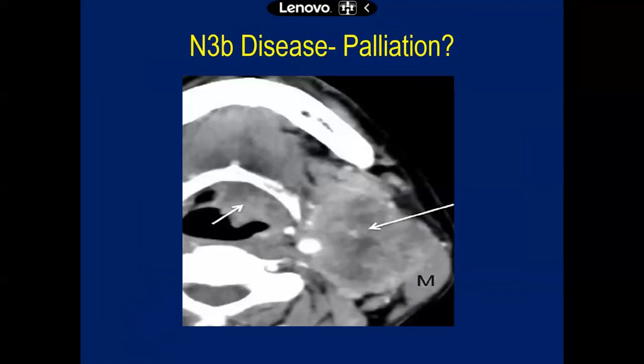Now in patients who have large bulky nodes, you have to select the patient. You cannot put all the N3 in the same basket and say it is palliation. A small primary, or a patient with a 6.5 cm node, is also N3 disease. A young patient, you have to consider for a radical approach. If the patient has very extensive skin involvement, or encasement of the carotid artery, generally they go for palliation.